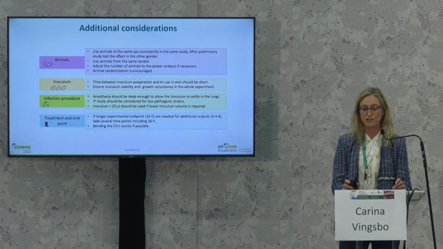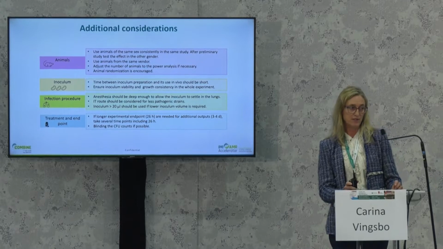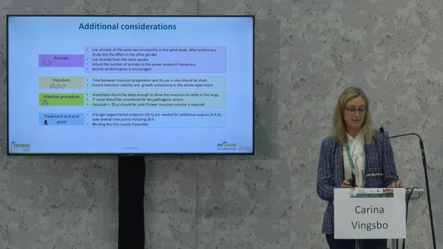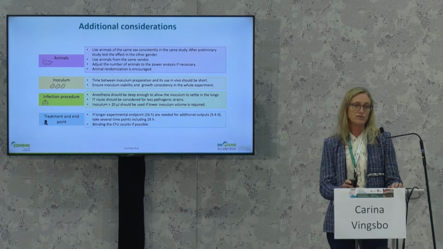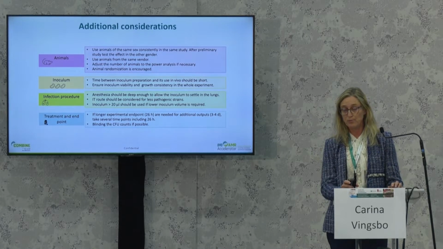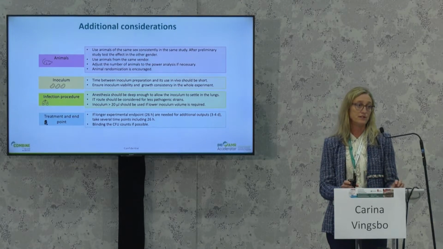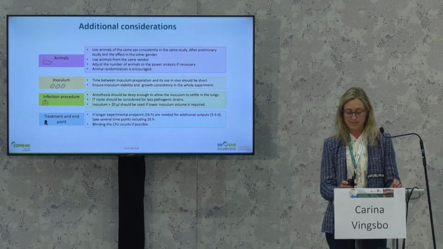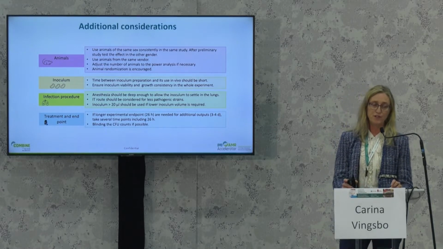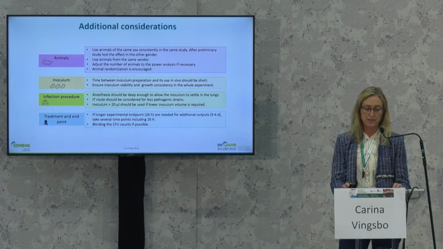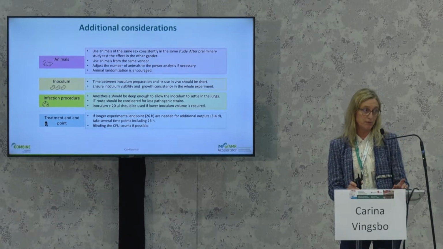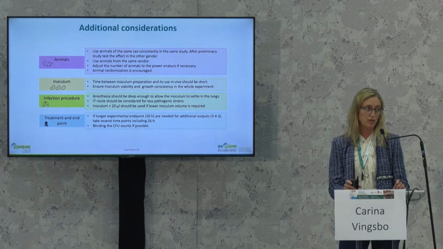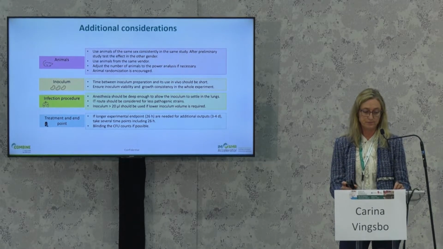And of course, there are additional considerations you need to take when designing your study. You may, for example, need to use both male and female mice in separate studies. And you may also need to adjust the number of mice per group based on the power analysis, depending on the virulence of the isolates you're using. And it's also encouraged to randomize the mice. And further, it's very important that you have a short time point between preparation of the inoculum and the actual inoculation to ensure a good viability of the inoculum.